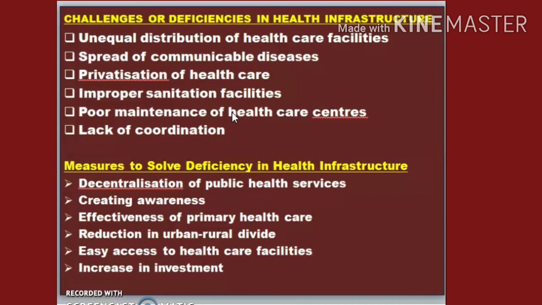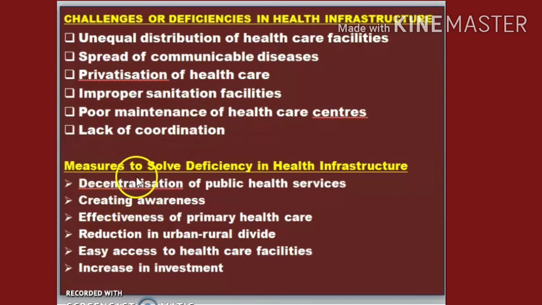Next is lack of coordination. There is a huge shortage of health personnel corresponding to the requirement to provide healthcare facilities. Health personnel are inadequate to meet the growing need of medical assistance, especially in rural areas. Lack of manpower forces people to either depend on quacks or on private doctors who charge very high, which may not be affordable to many people.